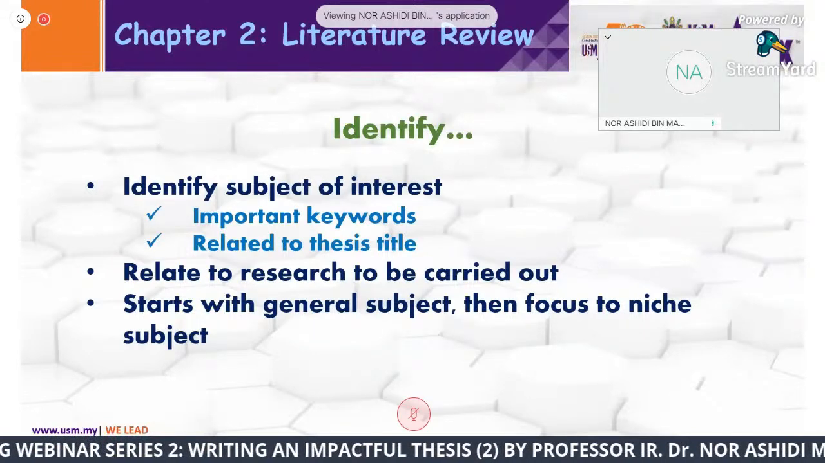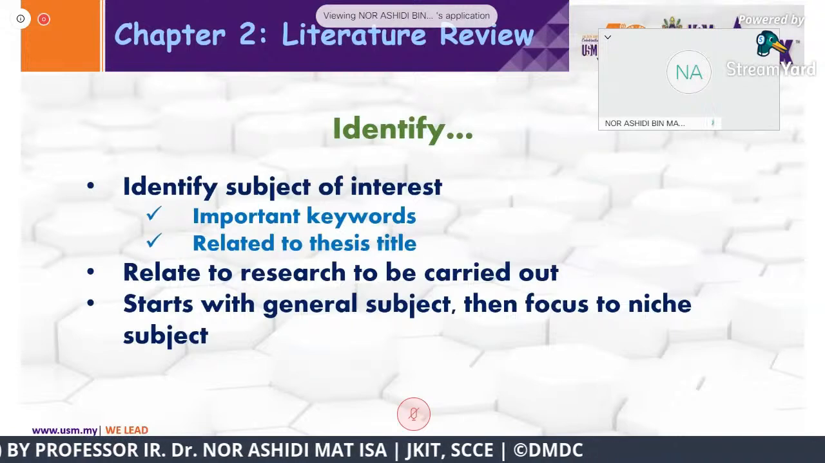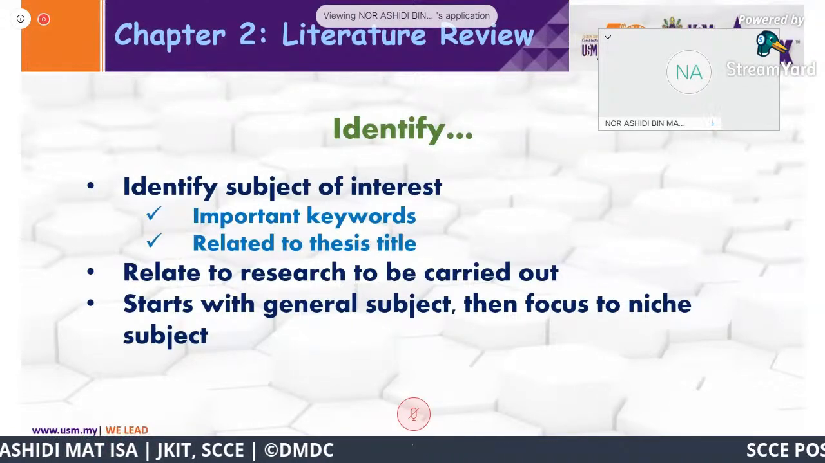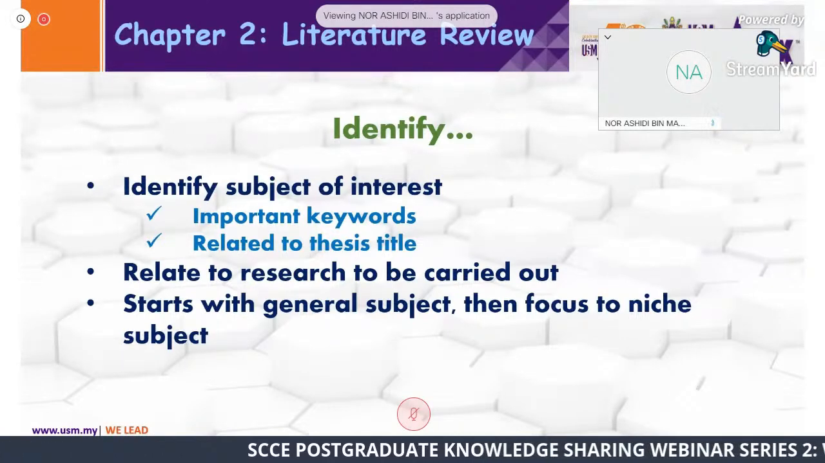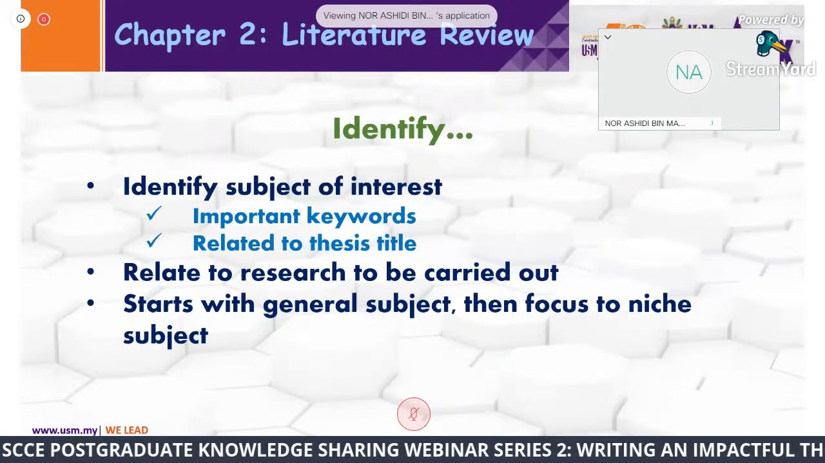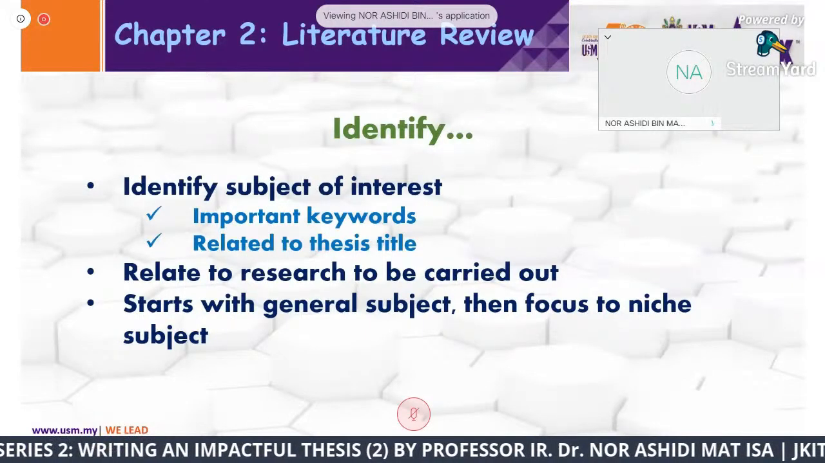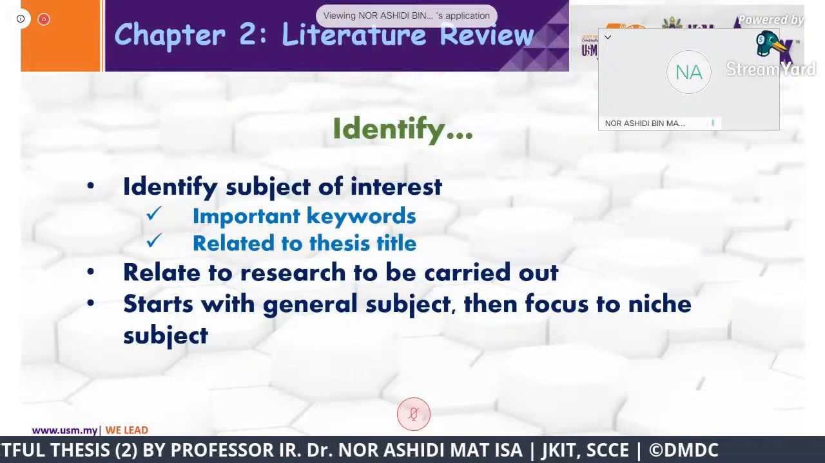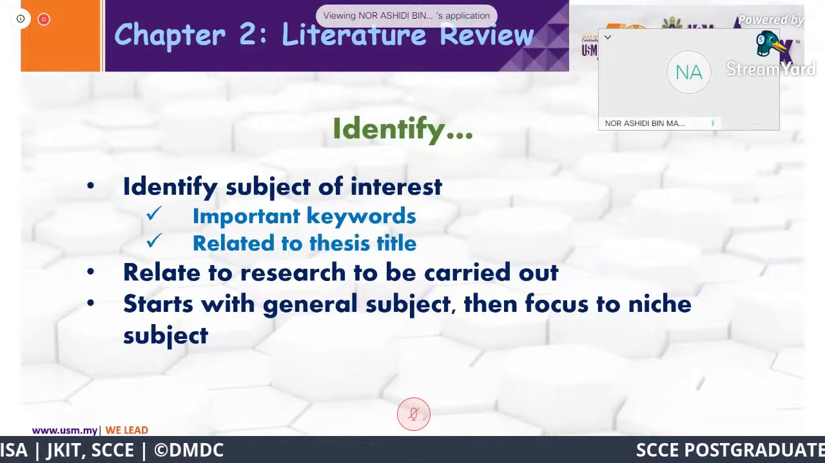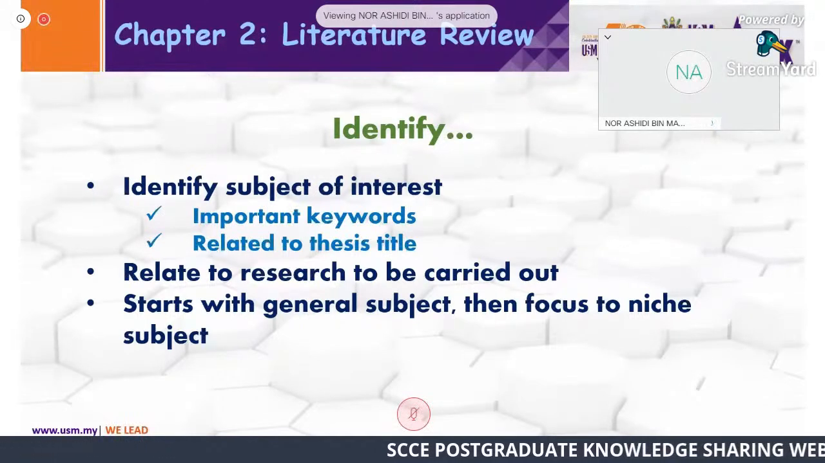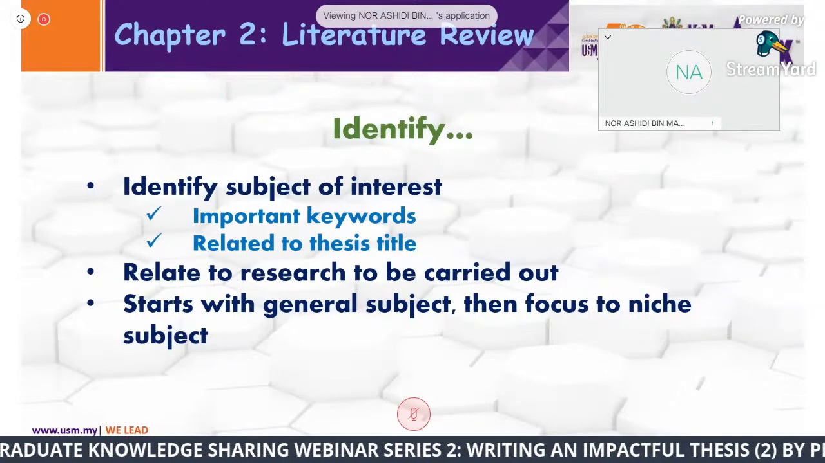So make sure that before you know about the niche area, you have to know about the general subject first. Because from that general subject, it will drive you to your niche area, because you need to identify all the way, when you do the literature review, from the beginning of your journey until the end. When you reach your niche subject, you must make sure what the problems or the hurdles are that need to be identified or overcome along your journey.